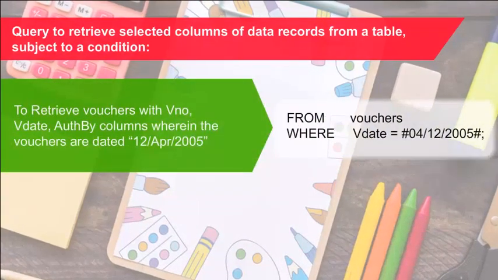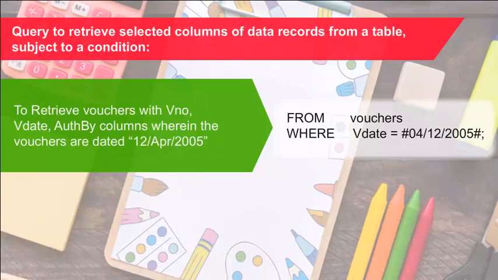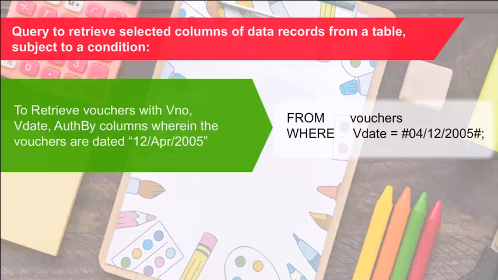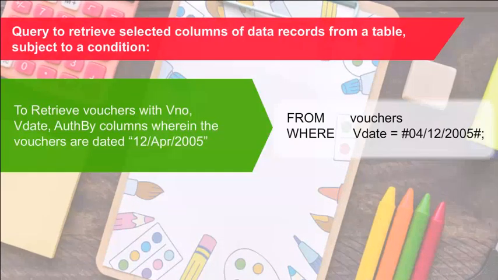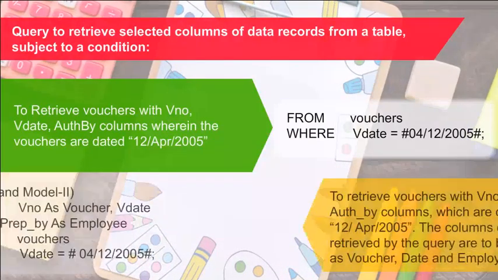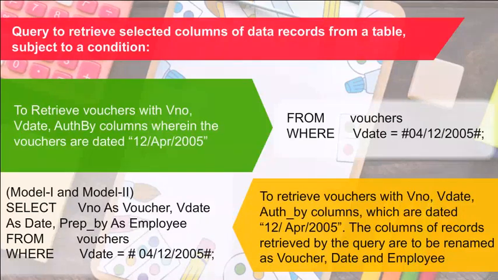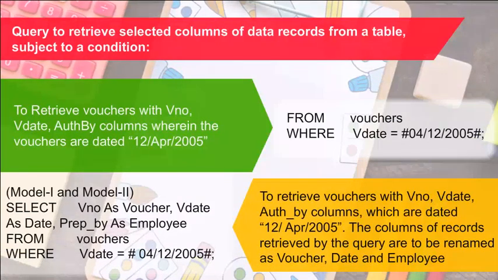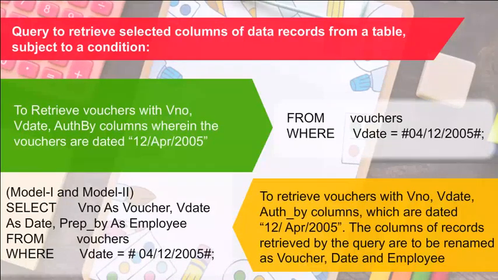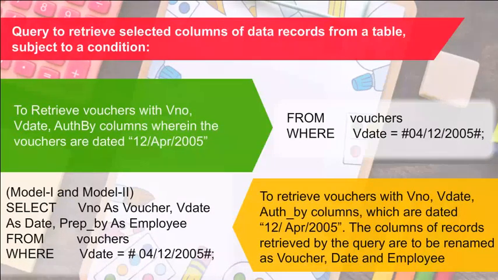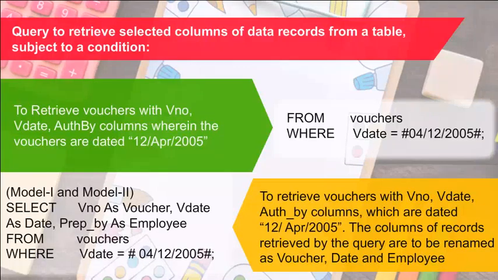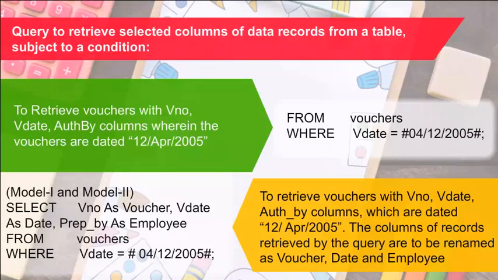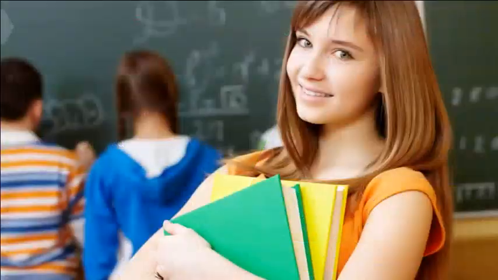Query to retrieve selected columns of data records from a table subject to a condition. 1. To retrieve vouchers with V number, VDate, authorized by columns wherein the vouchers are dated 12th April 2005. 2. To retrieve vouchers with V number, VDate, authorized by columns which are dated 12th April 2005, the columns of records retrieved by the query are to be renamed as voucher, date, and employee.